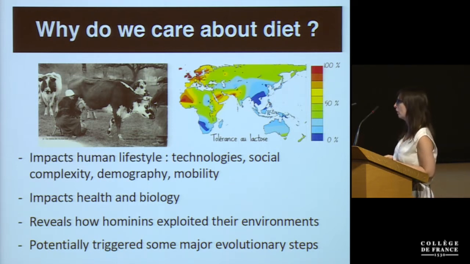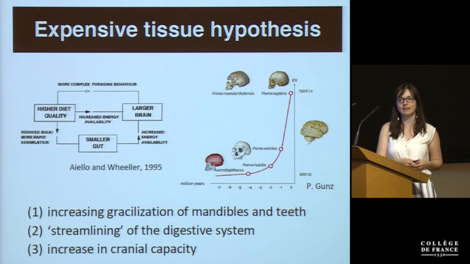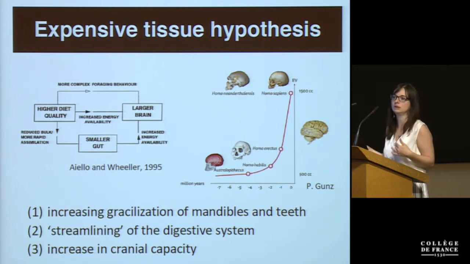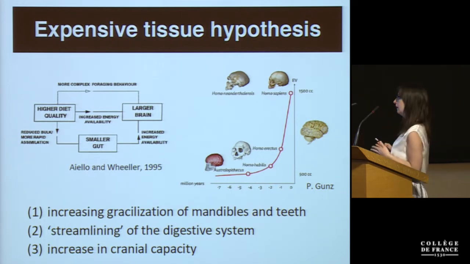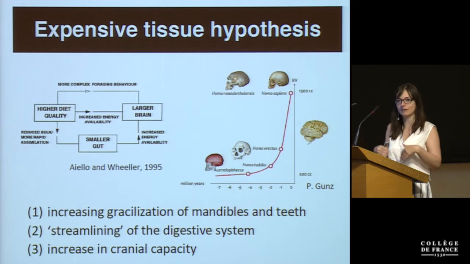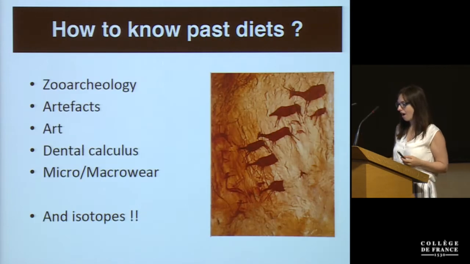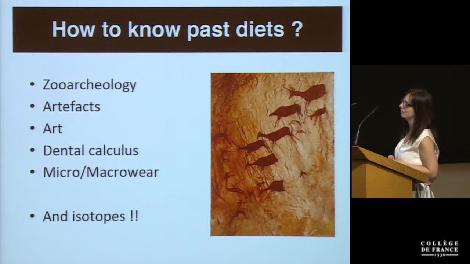Of course, it also reveals how hominins exploited their environment, and something that has been mentioned yesterday, this link with human evolution, with the expensive tissue hypothesis, where I can maybe just mention it again. The idea is that the increased meat consumption in human evolution could have allowed the development of the volume of the brain, because basically if you have a smaller digestive tract, then you have more energy for the brain.